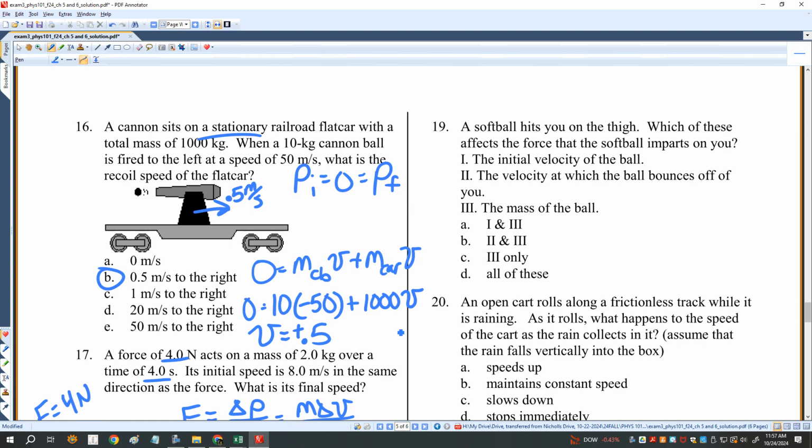A softball hits you on the thigh. Ouch. Which of these affects the force that the softball imparts to you? The initial velocity of the ball, sure. How fast it's going. The velocity that it bounces off of you, yes. Remember, if it bounces off at a faster rate, it imparts more momentum to you. And then the mass of the ball is also important. Remember, F is equal to m delta V over delta T. So all of those things. It turns out the time that it takes is important.